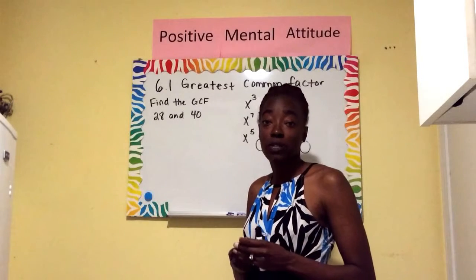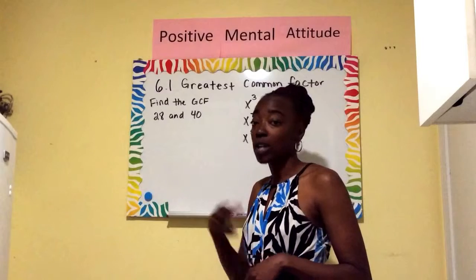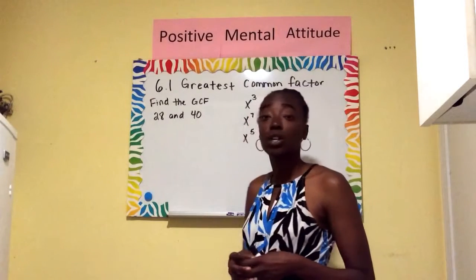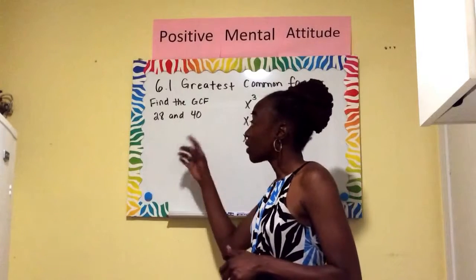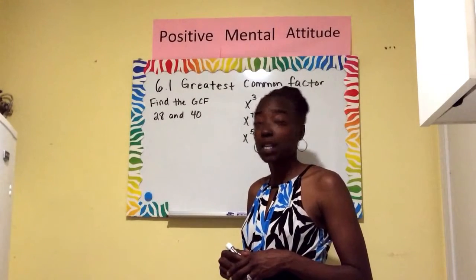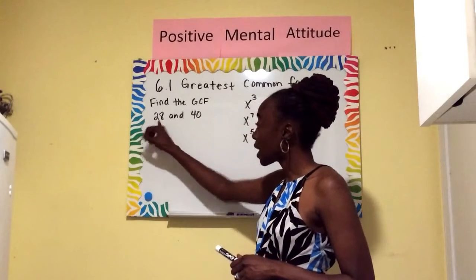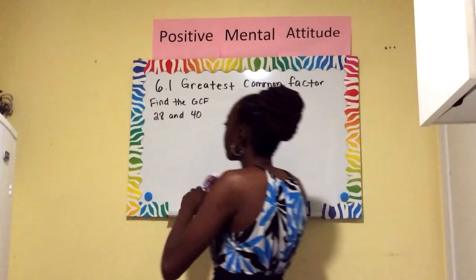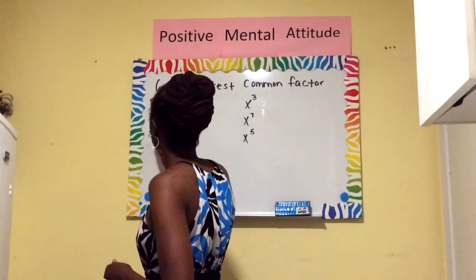There's a couple of ways you can find the GCF of numbers. You can watch another previous video to see how to find the GCF, but today we're going to use the factor tree method. On the factor tree method, all you're doing is finding the two numbers that multiply together to get you those two numbers. So 28, two numbers multiply to give you 28. In this case it will be 2 times 14.